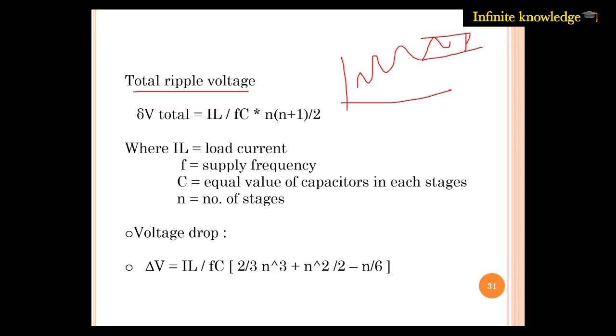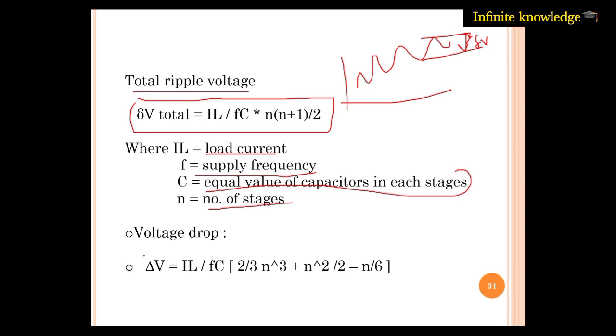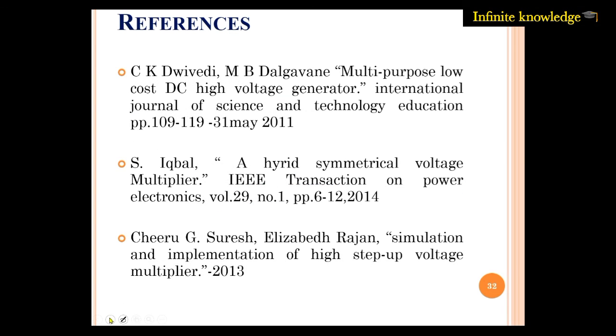This is the ripple that we get. This is the delta V. It is the ripple voltage. IL is the load current, F is the supply frequency, C is the equal capacitor in the stage, and N is the number of stages. So according to this formula we can calculate the ripple voltage, and this is the voltage drop formula.